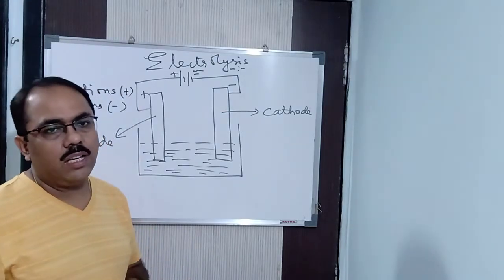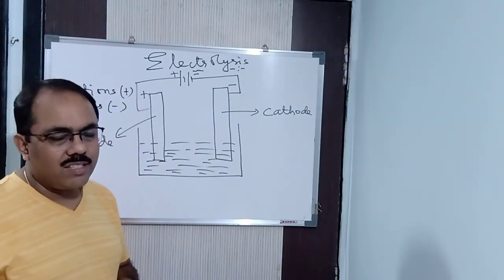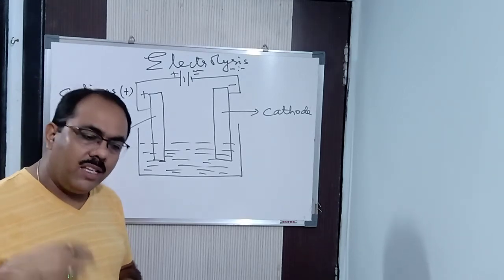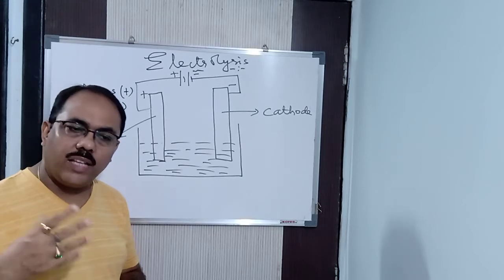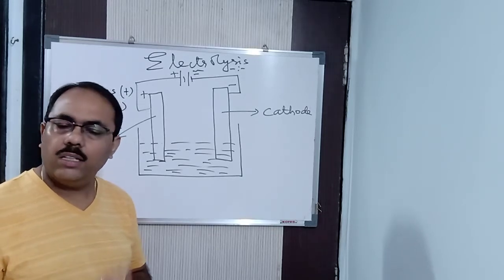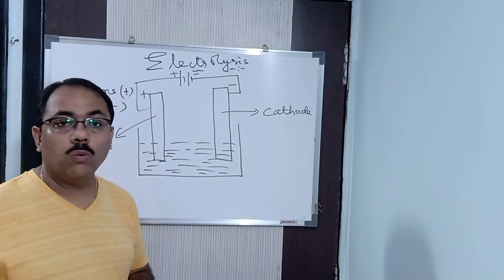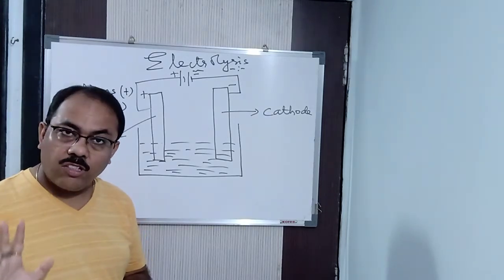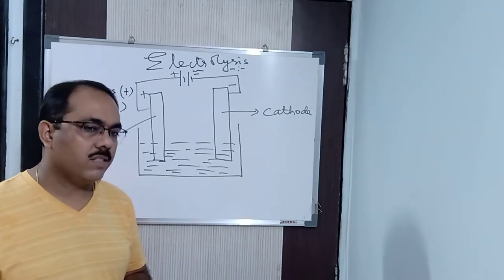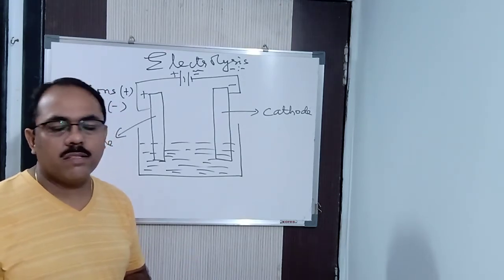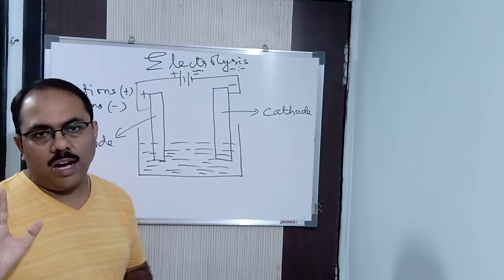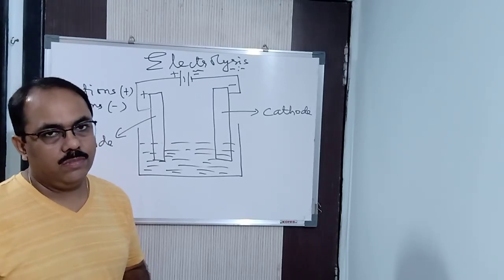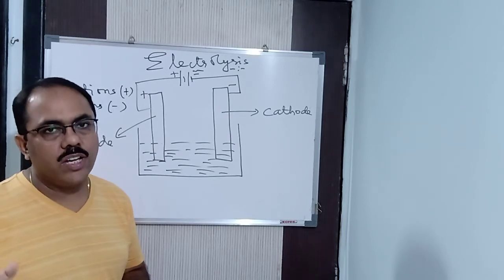Now the question comes here: how do we know whether a given substance in the molten state or in the aqueous solution state will conduct electricity? No, it is not necessary that any substance in the molten or aqueous solution state is going to conduct electricity. Electrolytes are those substances which allow electric current to flow through them, and thus they dissociate into their ions.